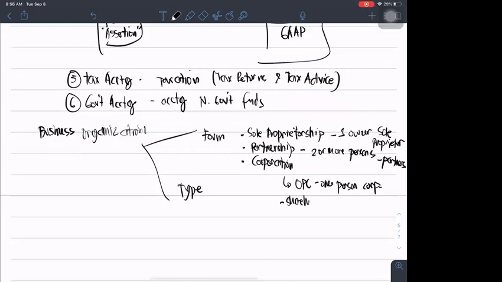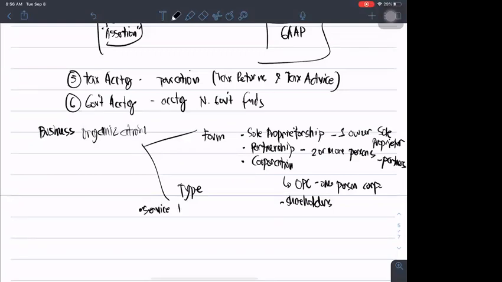So sole proprietorship is composed of one owner, sole proprietor. Partnership, two or more persons known as partners. Corporation, one-person corporation, pwede na siya. So any holder of the shares of the corporation is known as your shareholders. Anyway, we have discussed a while back what is a shareholder. We go now to your business organization according to your type.